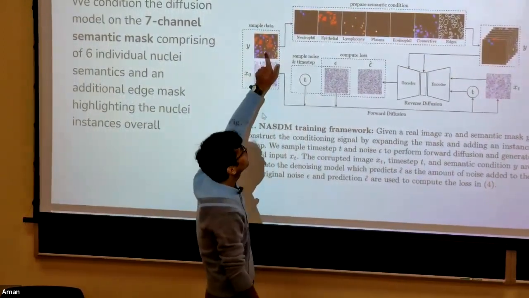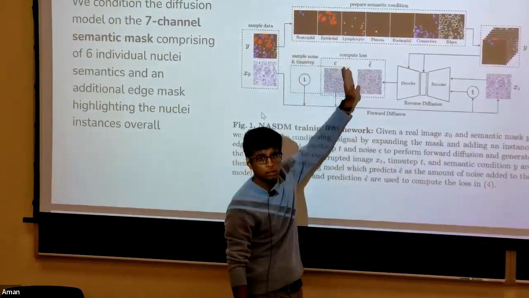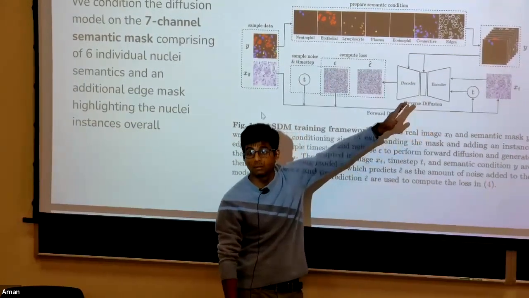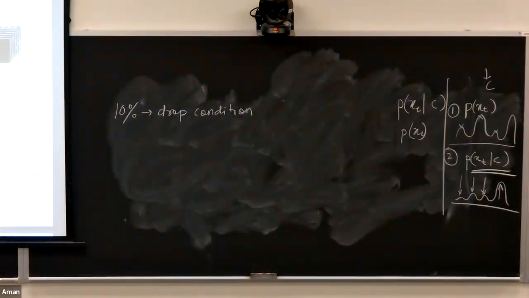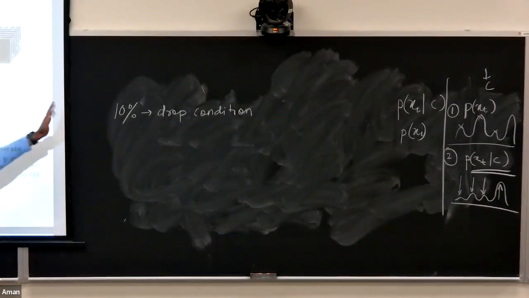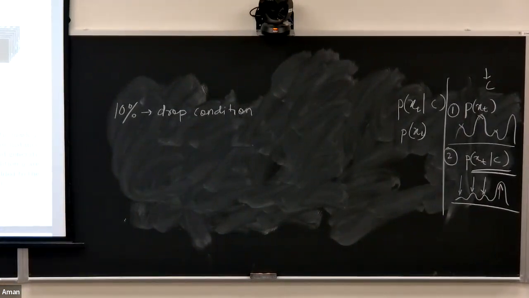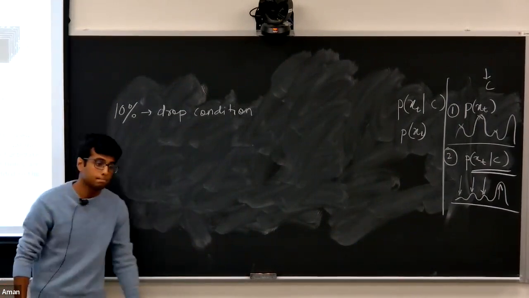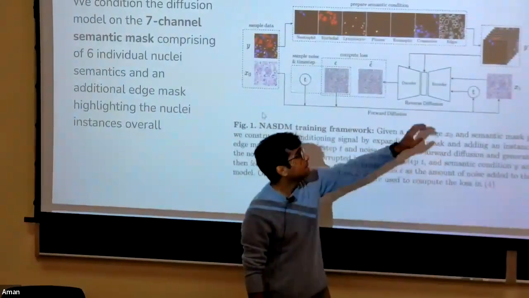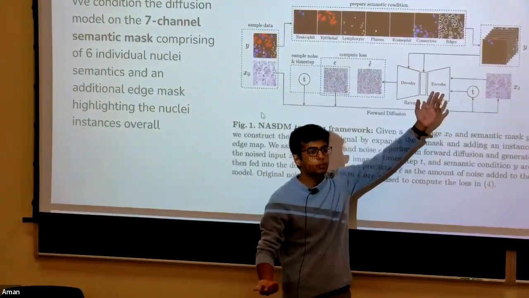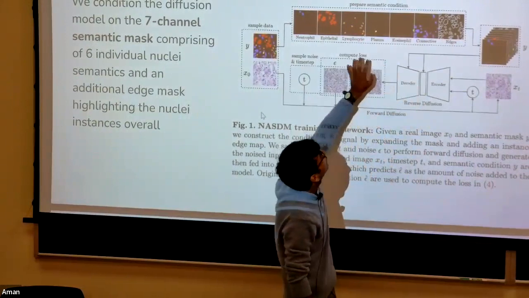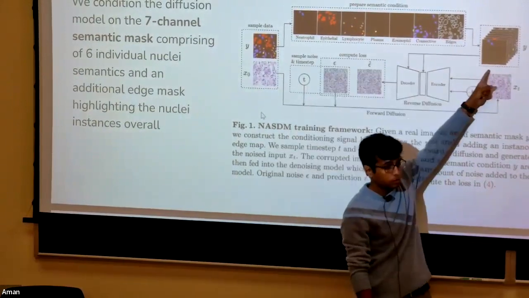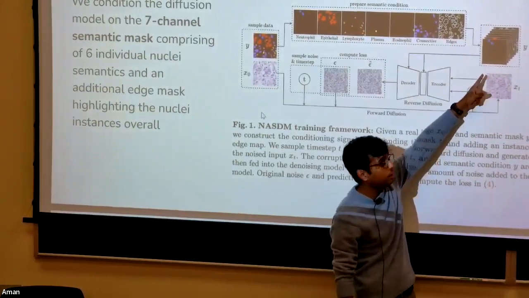You then split the mask such that each channel has a different type of nuclei in it, right? So you split this into a 7-channel mask where the first 6 are 6 different types of nuclei, and the seventh channel is just the edges, and that is to make sure that the model understands where each of the nuclei boundaries are, right? So this 7-channel mask is then composed into the 7-channel conditioning signal Y.